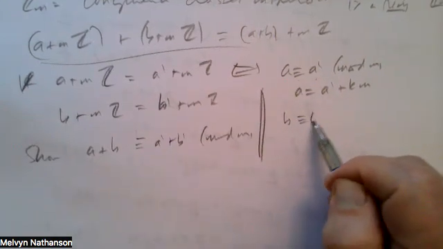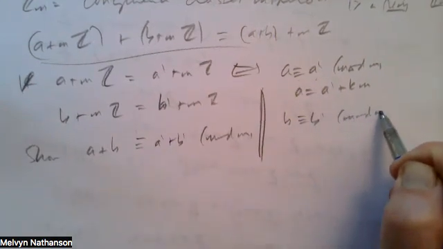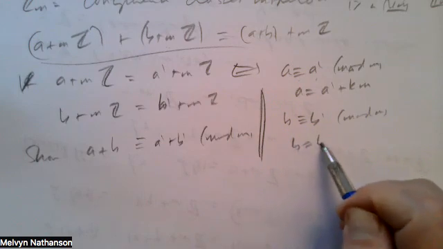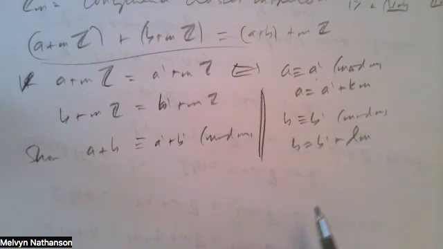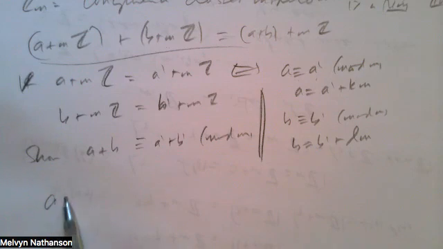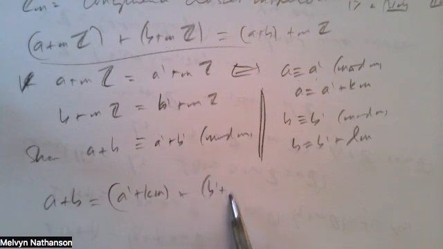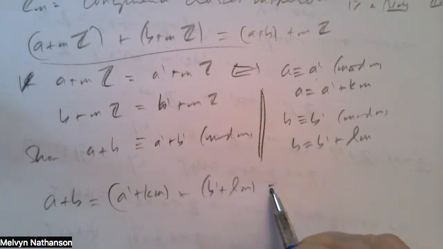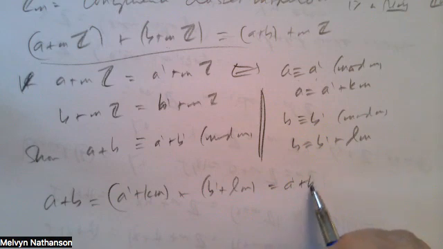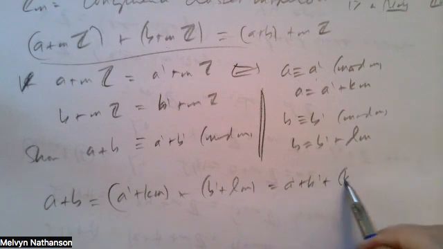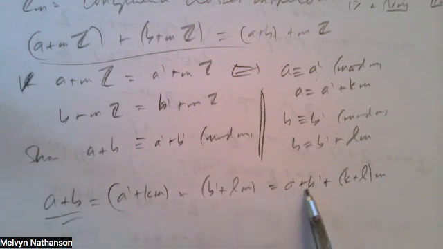And if B is congruent to B prime mod M, that means B is equal to B prime plus some multiple, let's say L times M. So if I take A plus B, that's A prime plus KM plus B prime plus LM. That's A prime plus B prime plus (K plus L)M. So A plus B and A prime plus B prime differ just by a multiple of M.